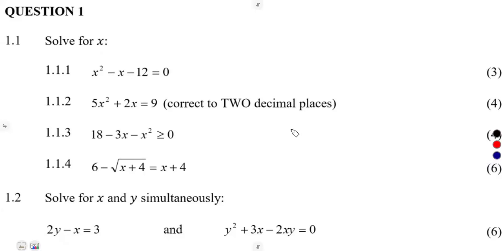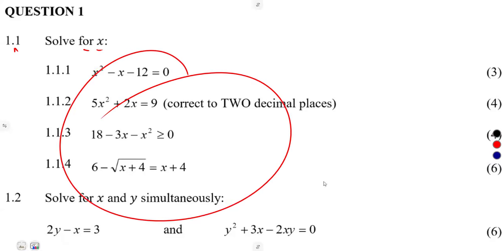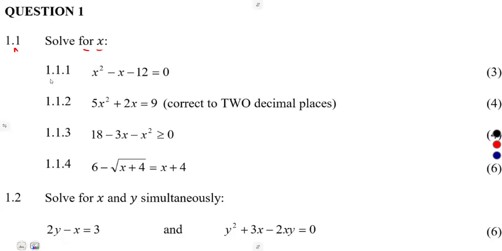The first part, 1.1, you are given to solve for x. All right, we have gone through a lot of questions like this in our algebra from our grade 11 mathematics, where you are supposed to solve these for x. All right, so 1.1.1 we are given, that is x squared minus x minus 12 is equal to 0. So for 3 marks, and you're not told that your answer must be correct to two decimal places.